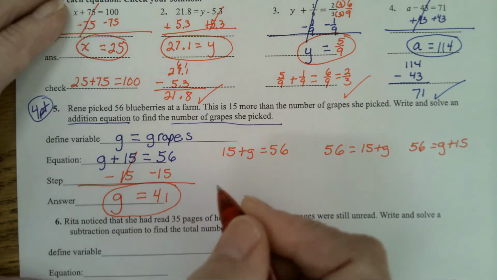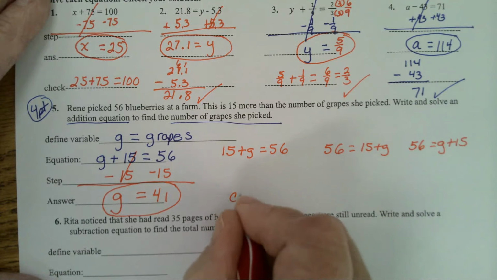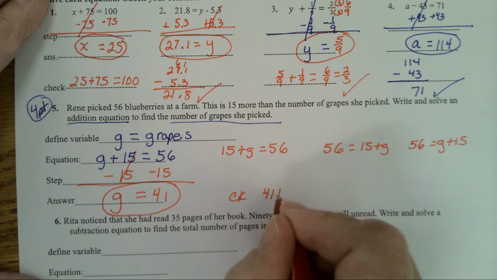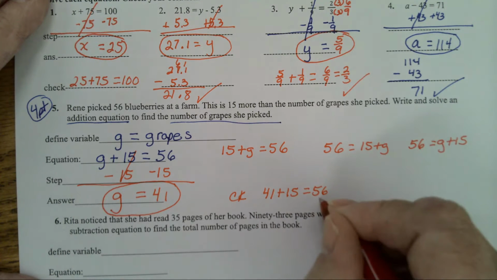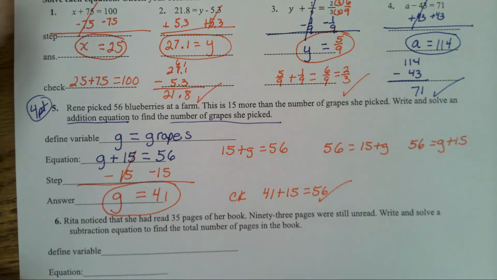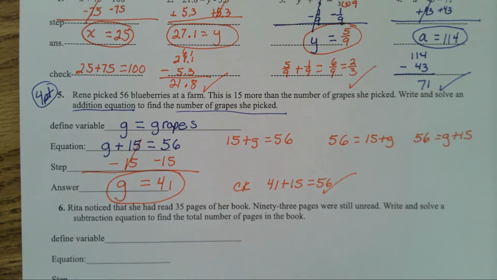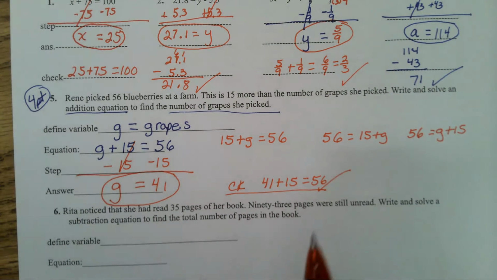Now, it doesn't say a check step here. I don't know if it has you do the check step on the test, but if it had room for a check step, you would just say, does 41 plus 15 equal 56? Yes, it does. Now, this one does not show for a check step, so you didn't have to. But if it says it on the test, you have to do it for a point. Yes?